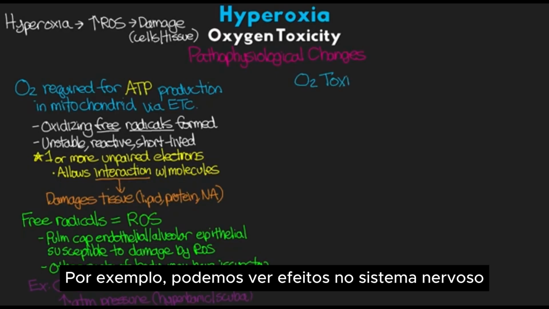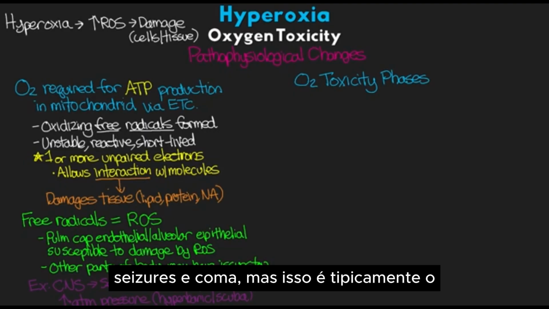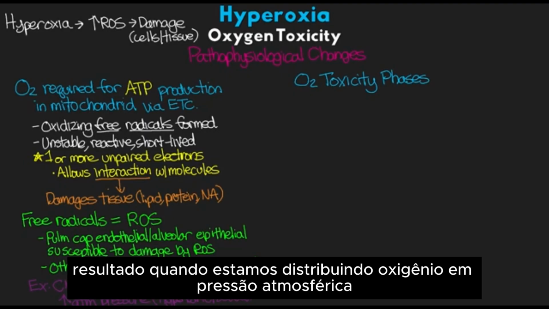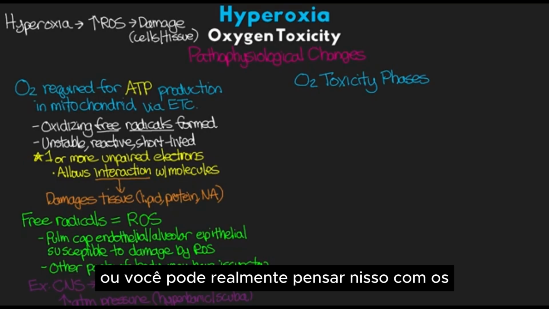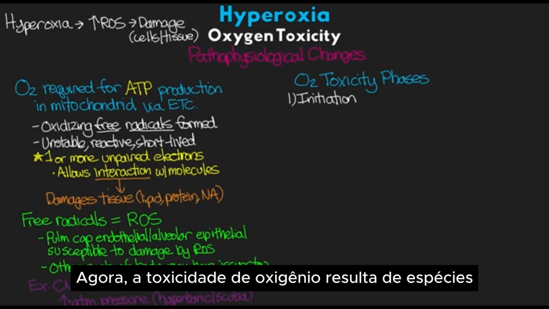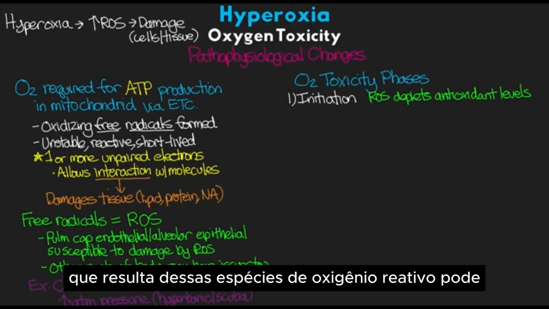Oxygen toxicity resulting from these reactive oxygen species can be thought of in 4 progressive phases of severity. Initially we have our initiation, and here the reactive oxygen species deplete the antioxidant levels in the body, and the lung is unable to clear mucus at this point.